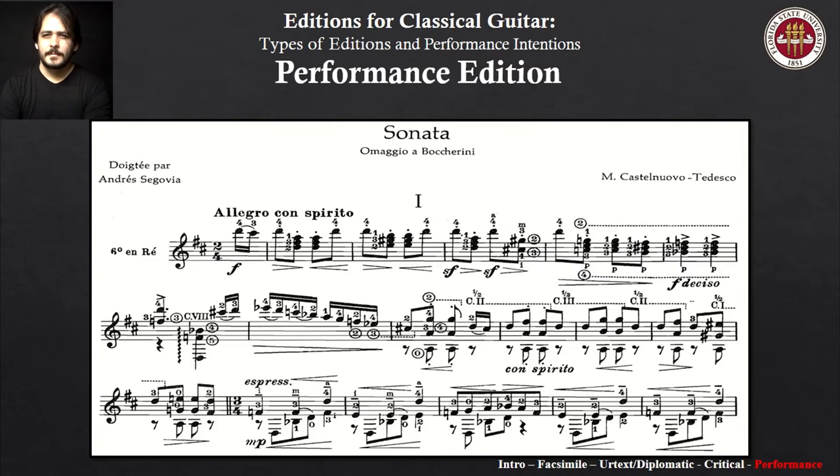The performance edition is the last type of edition I will discuss. That's the most famous type of edition in the music area, and it's usually developed by known performers. This is an edition where the editor writes their performance decisions in the original text. Addition, subtraction, and modification of ornaments, intensity marks, expression marks, articulation, and even rhythms and notes are frequently present in performance editions.